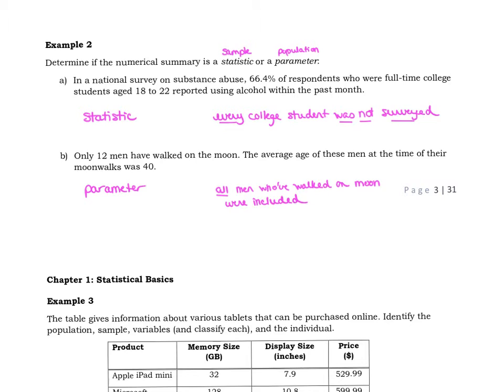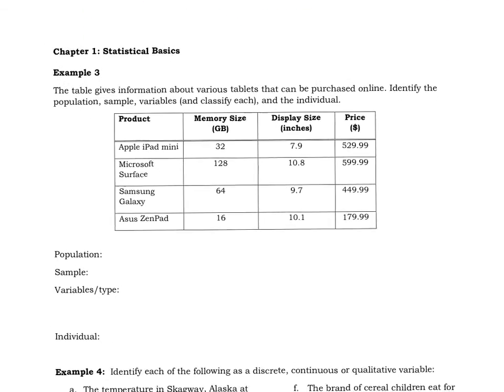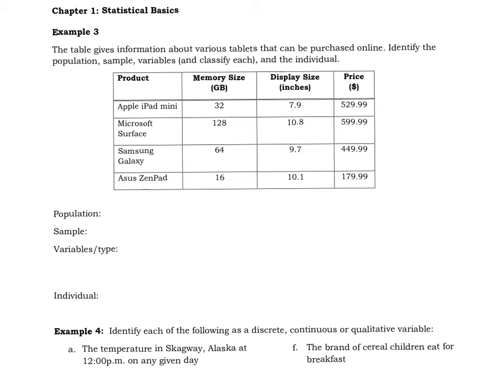For part B, since only 12 men have walked on the moon, all of those men and their ages were included in that parameter. There would be no need to do a smaller sample size because, again, it's already a pretty small population size. Okay. All right, so moving on to the next part.